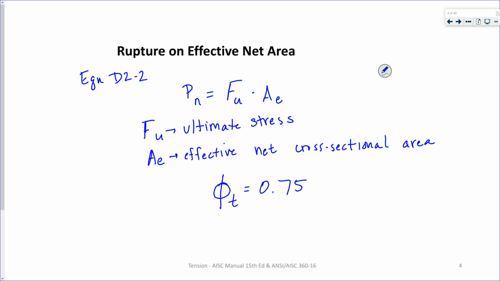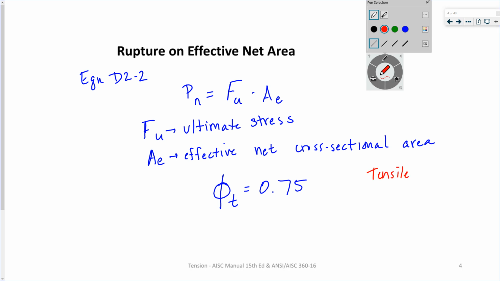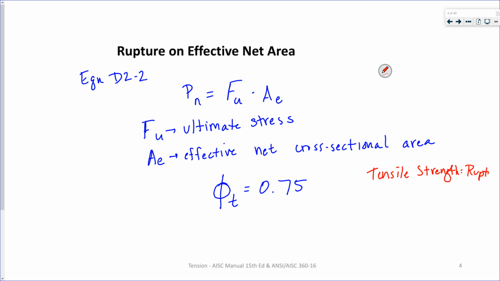So if you're calculating your tensile strength for rupture, phi t P n, that little t is for tension, P n, my nominal tensile strength, is F u A e, and again, phi t is now 0.75.